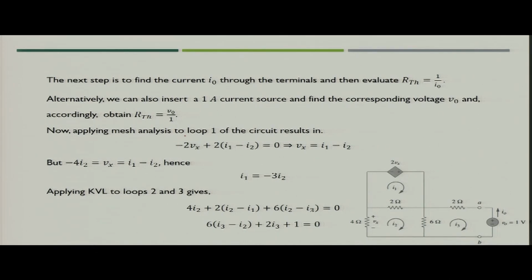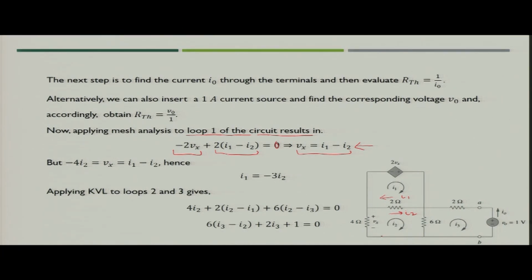So, what would be the mesh equation in case of loop 1? So, this is loop 1. So, when you solve, since it is going from minus to plus across the dependent voltage source, it will become minus 2 Vx plus 2 times I1 minus I2, because I1 is going in this direction while I2 is in this direction. So, this will become 2 times I1 minus I2 and finally equal to 0. When you simplify, you will get Vx is nothing but I1 minus I2.